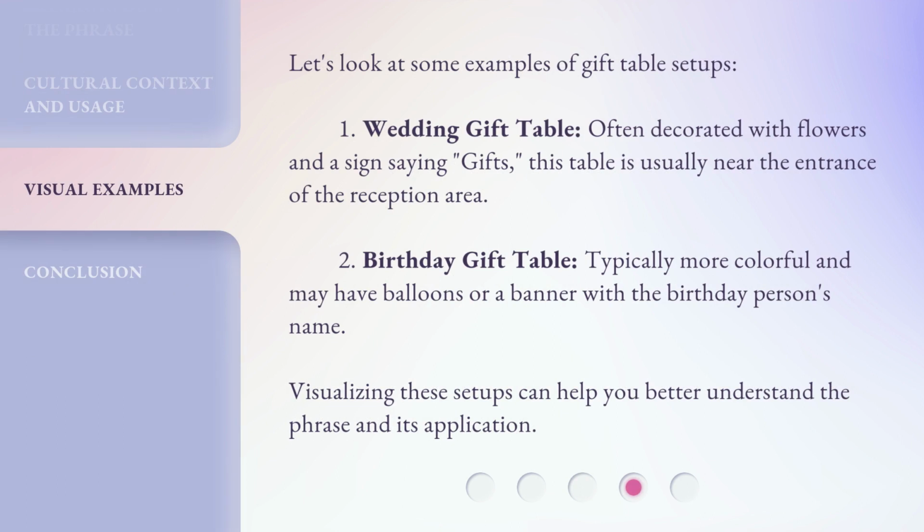Let's look at some examples of gift table setups. 1. Wedding gift table, often decorated with flowers and a sign saying, "Gifts." This table is usually near the entrance of the reception area. 2. Birthday gift table, typically more colorful and may have balloons or a banner with the birthday person's name. Visualizing these setups can help you better understand the phrase and its application.